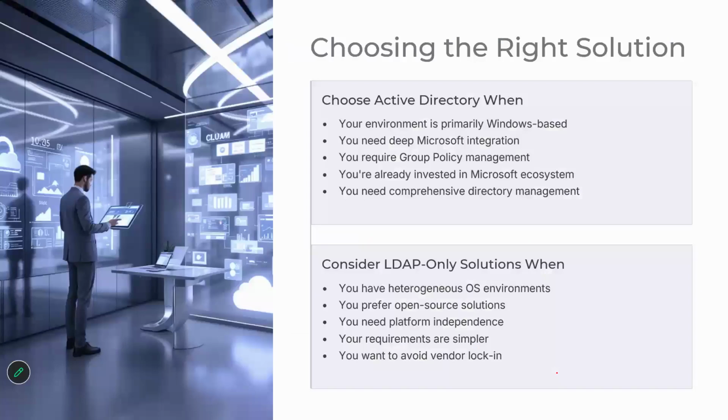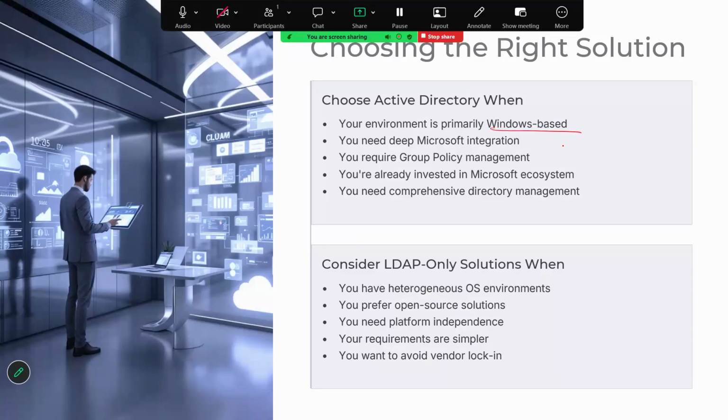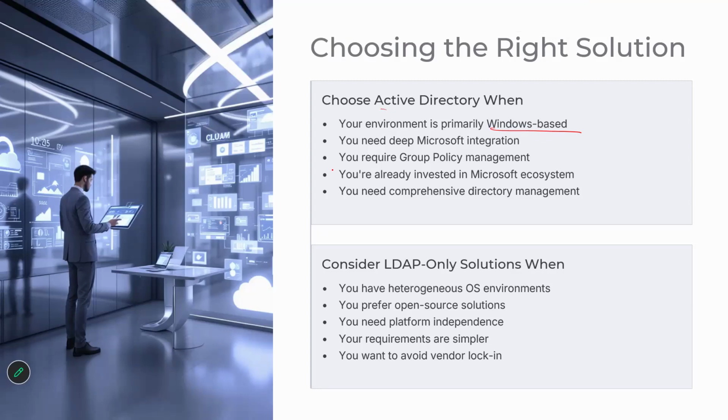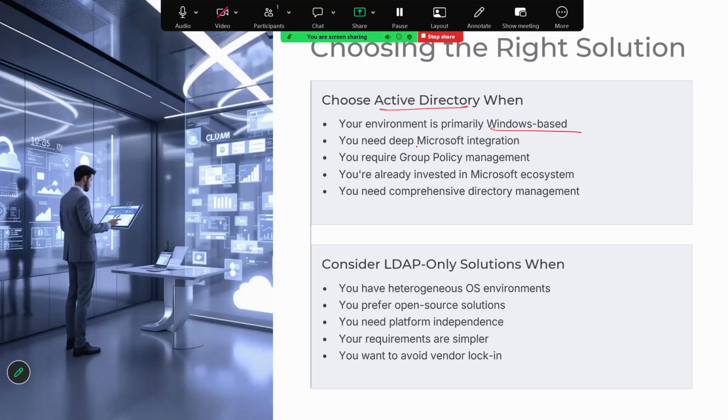Now, choosing the right solution. Choose Active Directory when your environment is primarily Windows-based. So for a Windows environment, go for Active Directory because there is specific platform support, that is Windows, and for Microsoft, Active Directory is the solution. You need deep Microsoft integration, Active Directory would be the right choice. If you require group policy management, if you're already invested in the Microsoft ecosystem, or you need comprehensive directory management, that's where Active Directory would be the choice.